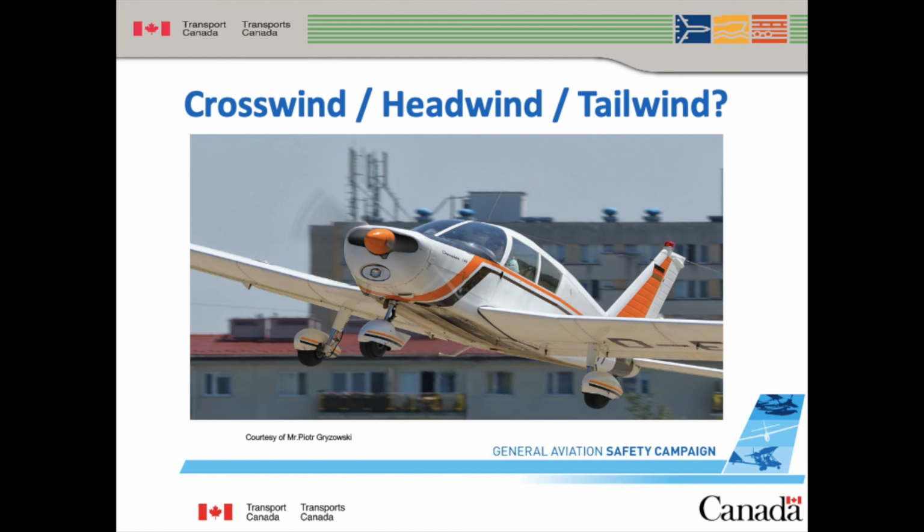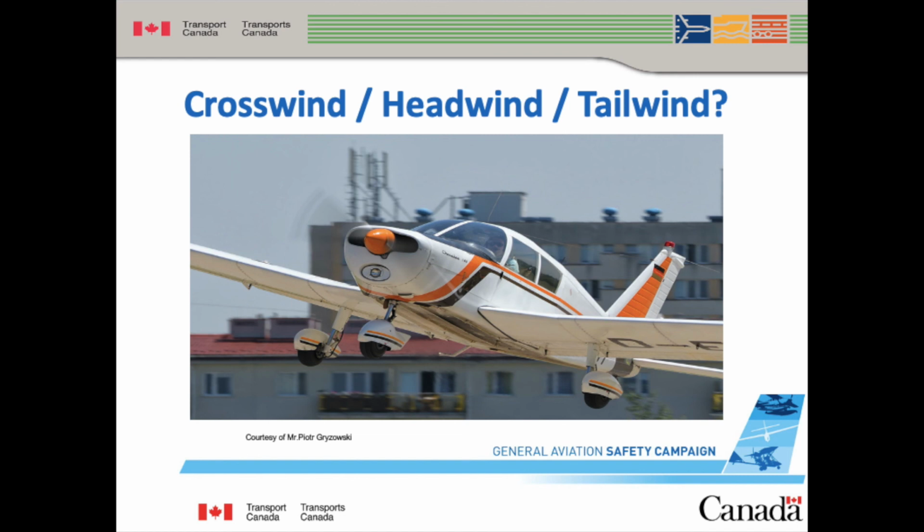How much more speed should we add to the lift-off speed? Half the gust factor. So I said 12 gusting 20. The gust factor is 8, so I should add 4 to my lift-off speed. So if I have a lift-off speed of 60 knots, in this case, I should go for a 64 knot lift-off speed.